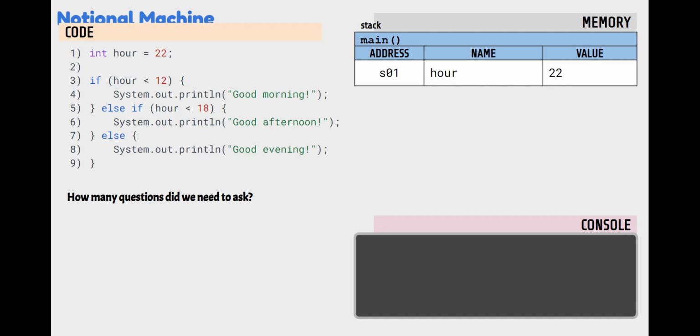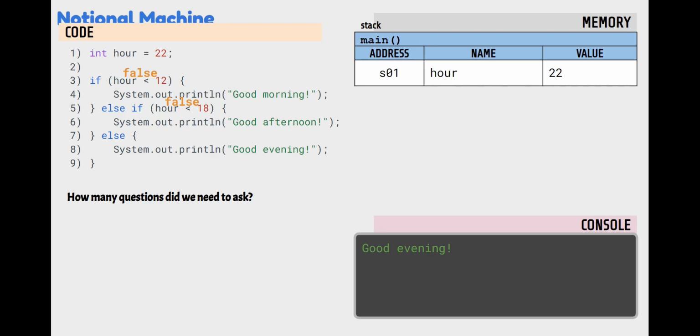Line 3, we're asking if 22 is less than 12. That is false. We are going to skip that block of code attached to that if. We move on to line 5, where we have our else if. We are asking if 22 is less than 18. That also evaluates to false. So we execute the algorithm attached to the else on line 7. In the console, we are printing good evening.